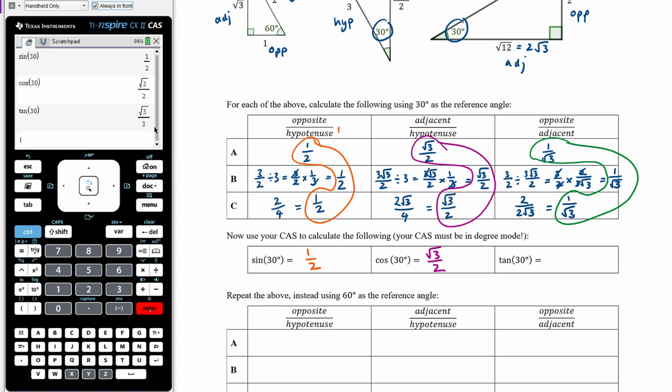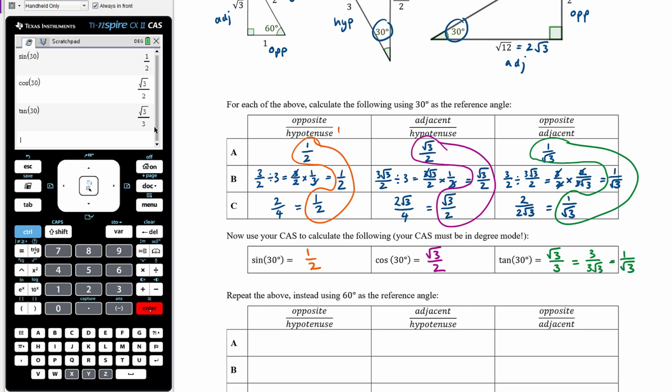Is √3 on 3. Now that's interesting because that's not quite what we got. But if we think about it, our answer didn't have a rational denominator. So if I multiply the numerator and denominator here by √3, I get 3 on 3√3, which is 1 on √3. So it's the same thing.